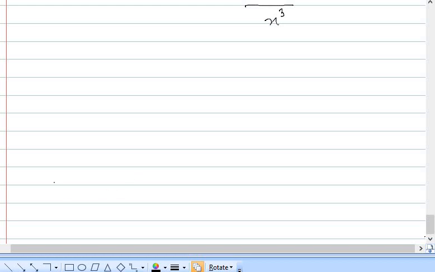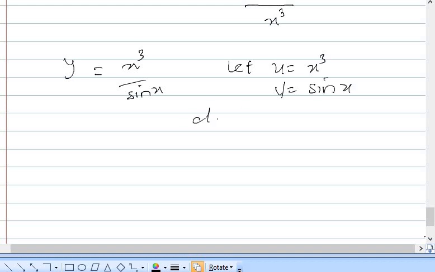Let's take another question. y is equal to x to the power 3 over sine x. Let u be equal to x to the power 3, and v equal to sine x, and then find the derivative of u with respect to x. Du with respect to x is 3 times the coefficient 1, that's 3x to the power 3 minus 1, which is x squared. Then dv with respect to x: the differential of sine is just cos x.